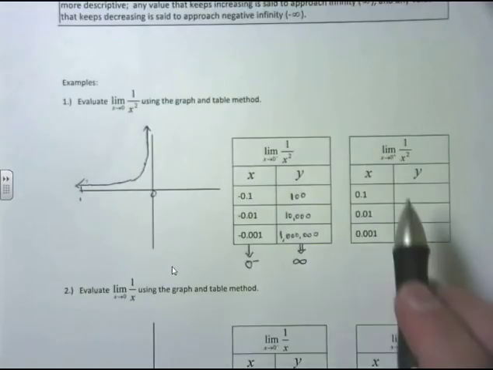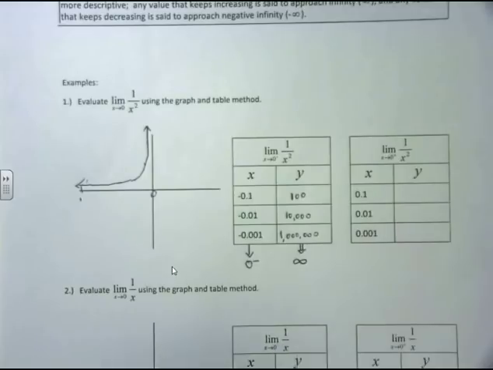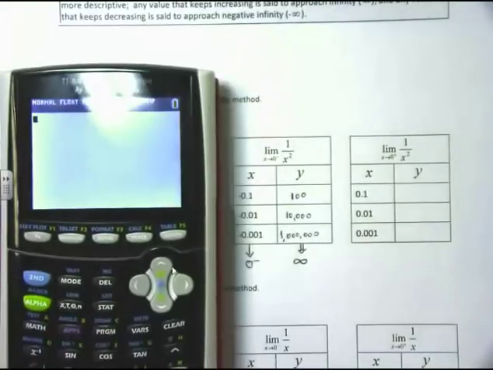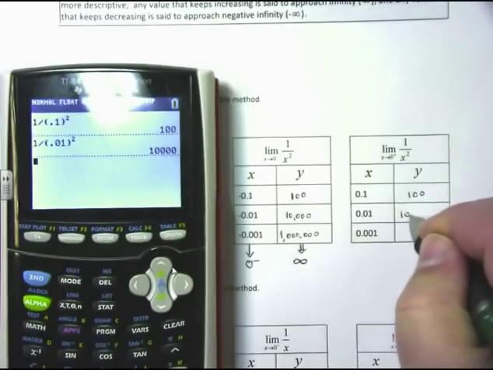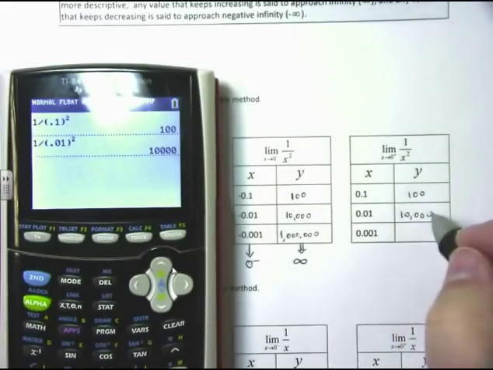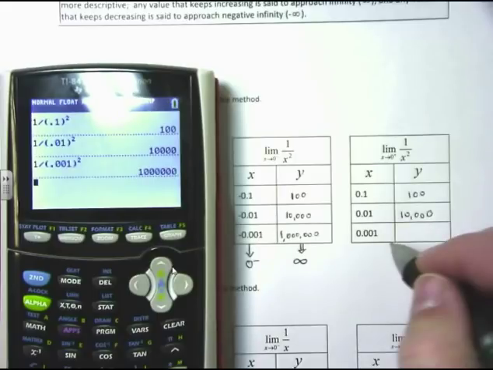Now, here we go. Now let's plug in positive 0.1. So I'm going to 0 from the plus side. So here we go. 1 divided by parentheses 0.1 squared. And I end up getting, oh, what a surprise, 100. And now I'm going to 1 divided by 0.01 squared, 10,000. Notice I'm getting the same numbers again. And 1 divided by 0.001 squared, I get 1,000,000.